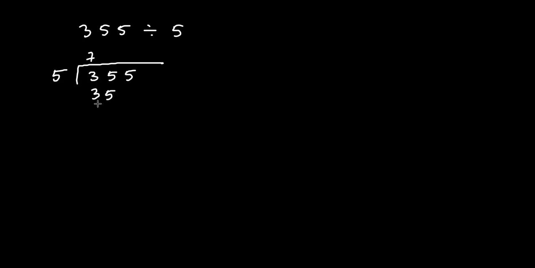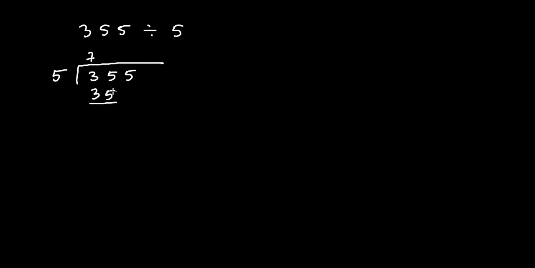Okay, one final example. So let's say we wanted to do 355 divided by 5. So we write it out as before. And then we find the first number from the left that 5 goes into. So 5 doesn't go into 3, so we move to the next number, which is 35. 5 goes into 35 7 times, so we put 7 at the top, and then we put 35 over here.